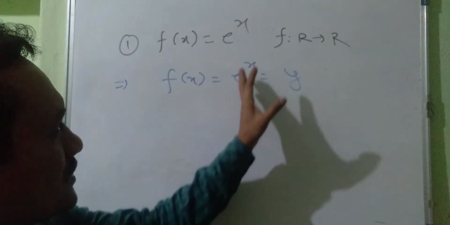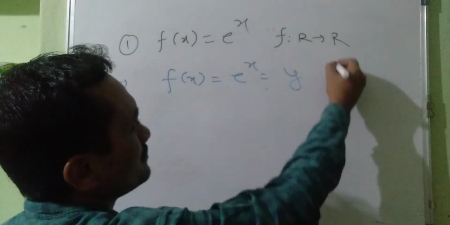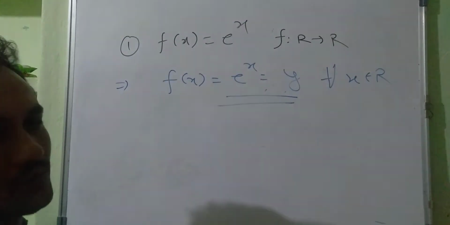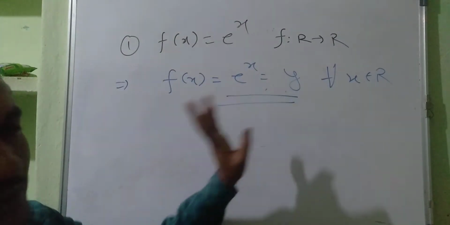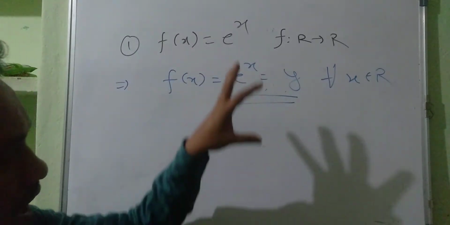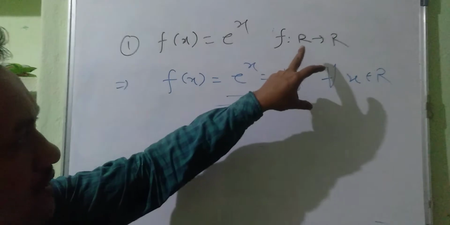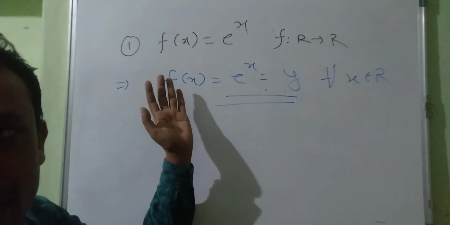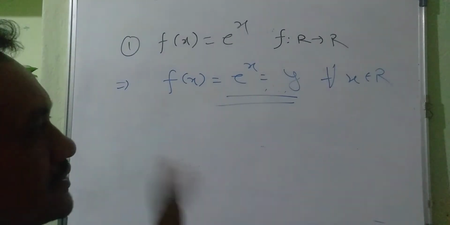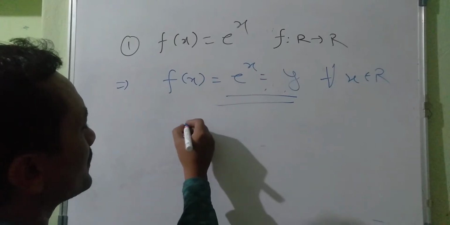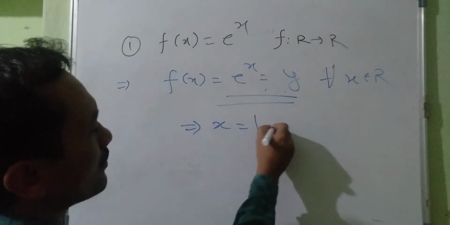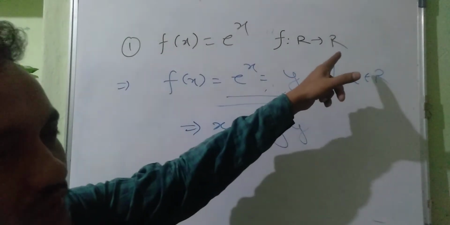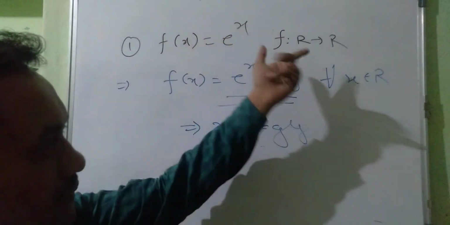So e raised to x equals y for x belonging to R. Now e raised to x equals y, how can we relate x and y? We have to focus on how x is treated for every y. If for every y from R we get a pre-image in R, then we say that the given function is onto. Now e raised to x equals y implies x equals log y. What is y here? y is from the real numbers.